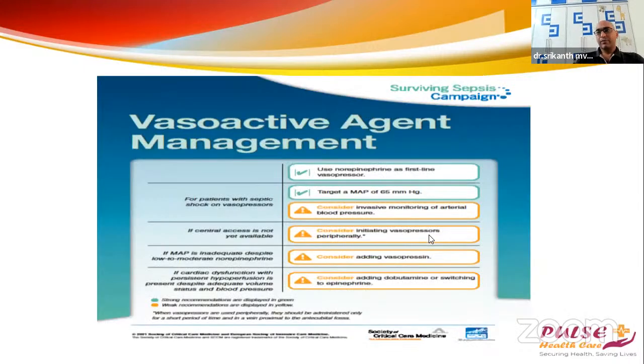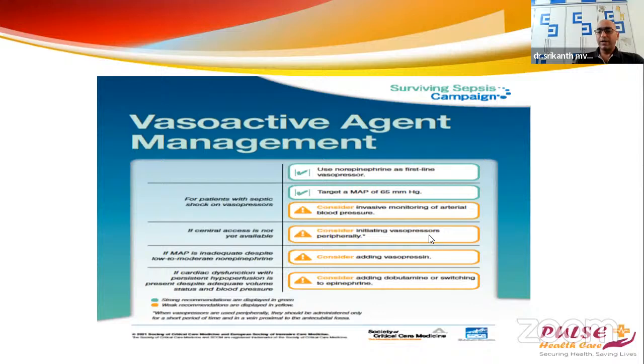And whenever a vasopressor is started, it is preferable to start them on a central line. In the absence of a central line, we should not delay starting the vasopressors, and these need to be started in a peripheral line. Preferably, the peripheral line should be proximal to the antecubital fossa. As you can see here, for patients with sepsis and septic shock on vasopressors, norepinephrine is the first line vasopressor, and a target MAP of 65 millimeters of mercury needs to be maintained.